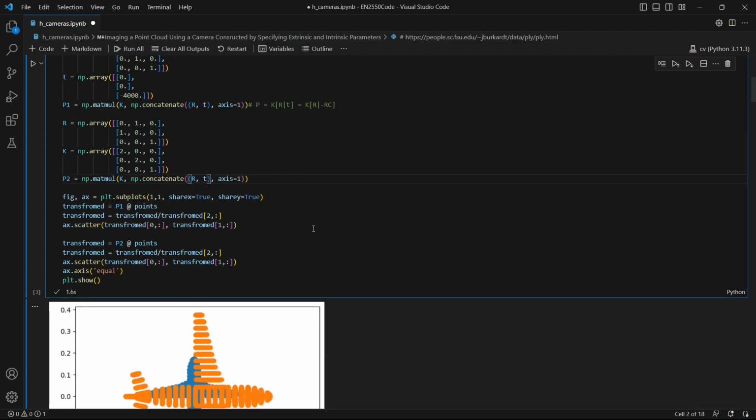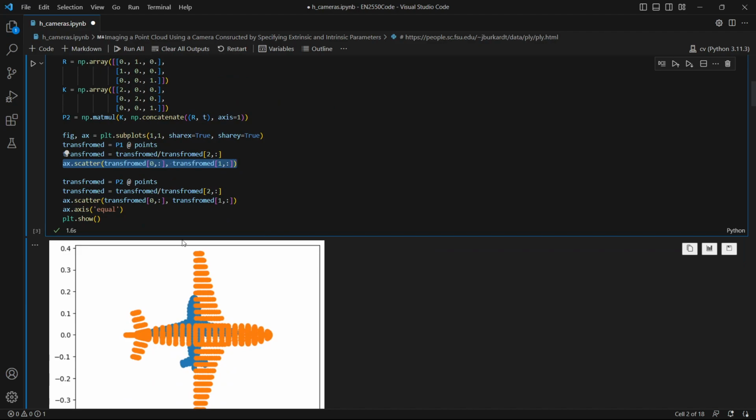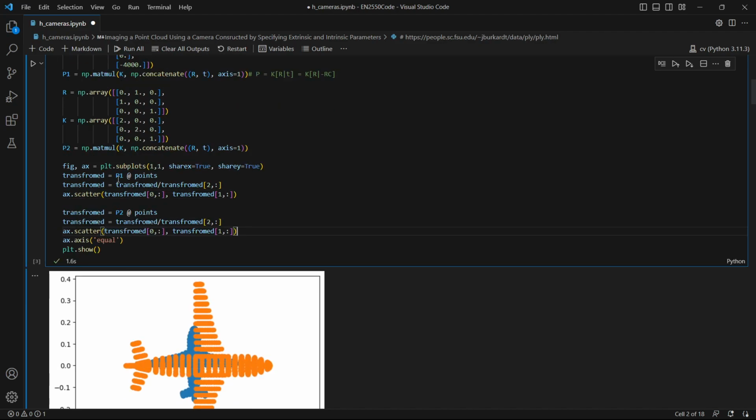Then I have to make the two images. First of all, the original, the transformed one, P times points, very simple. Of course there's a scaling factor, so we reduce it by dividing by the third coordinate to convert from homogeneous to Cartesian coordinates. Then I display the scatter plot, and that's displayed in blue. That's the aircraft.